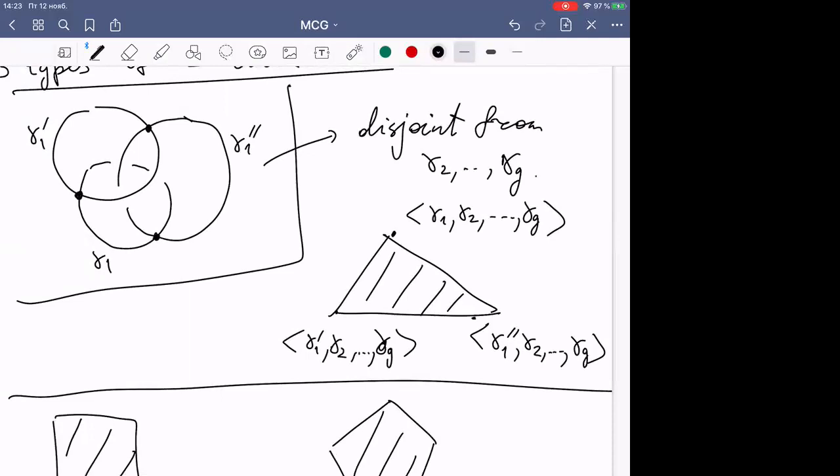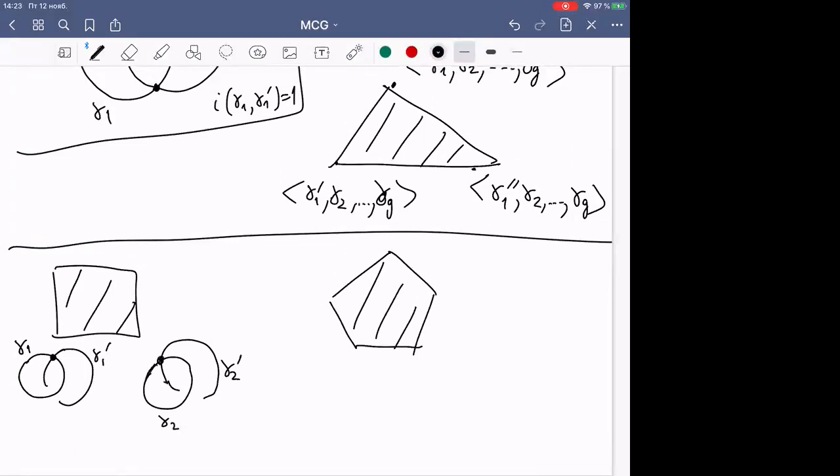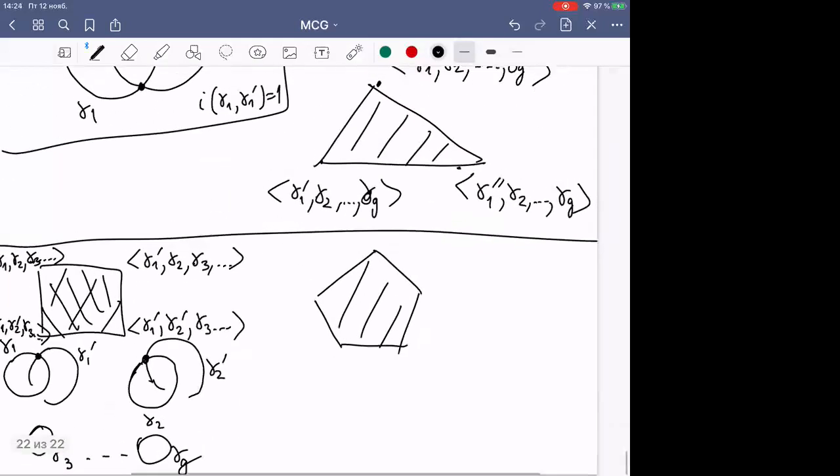In all these pictures, it is important that all these intersection numbers are exactly one, and for all other pairs here too. Suppose that here we have intersection numbers one, and they are disjoint from all other curves. Then we have gamma one, gamma two, and all others are the same. Here we have gamma one prime, gamma two. Here we have gamma one prime, gamma two prime, and all others. And here we have gamma one, gamma two prime, and so on. And here we add a quadrangular face.